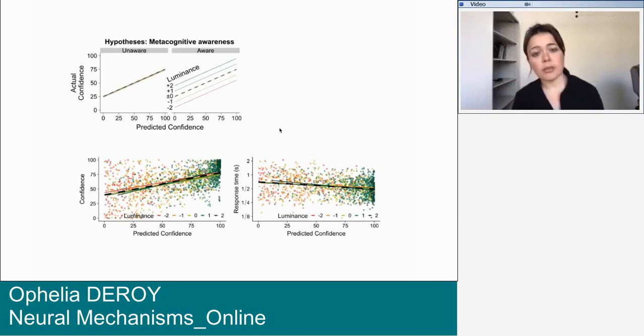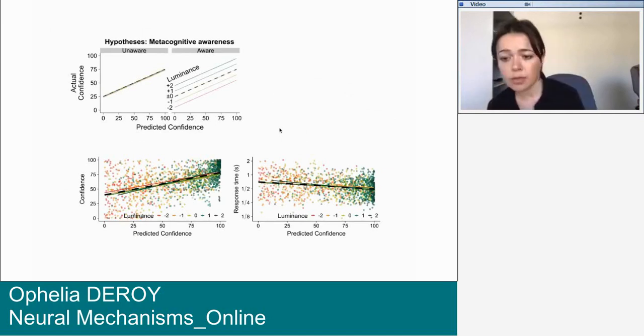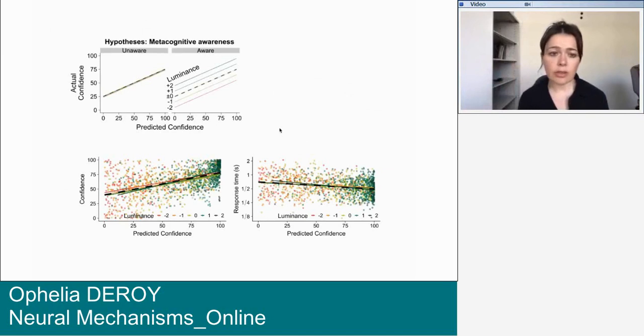The prediction you see on the top of the screen is that if there is no such higher-level, reflective awareness, then confidence will be flat. Independently of whether participants were biased by morphology or not, their response will simply be predicted by how easy or difficult it was to detect the luminance difference between the two faces, which is what is on the x-axis. Whereas if there is an availability for metacognitive awareness, you would predict that the more there is this difference in the morphology, the more or less confident participants will be.